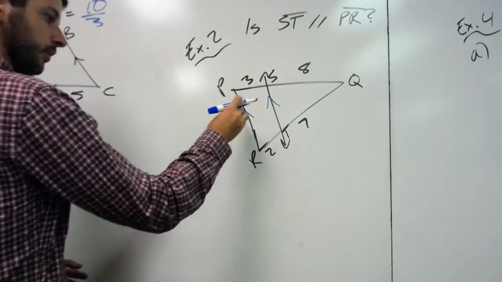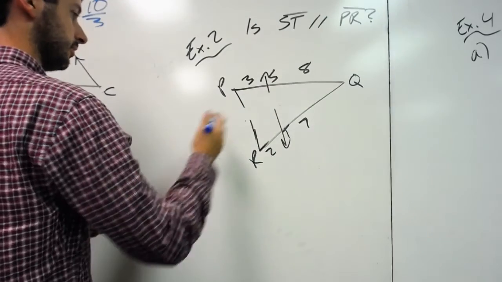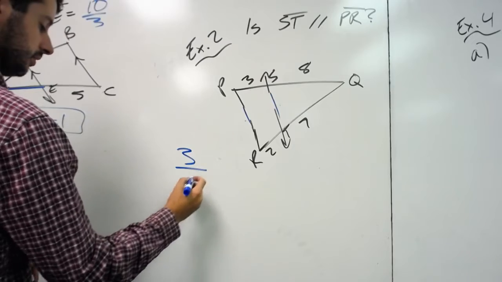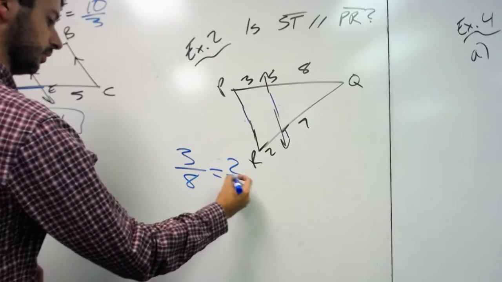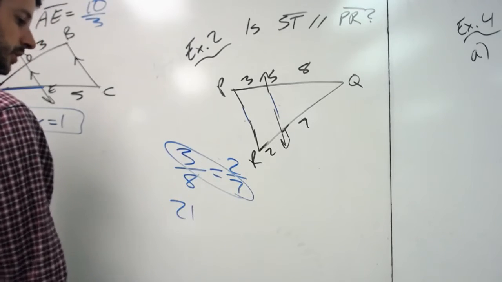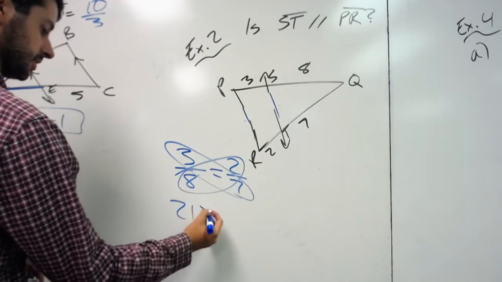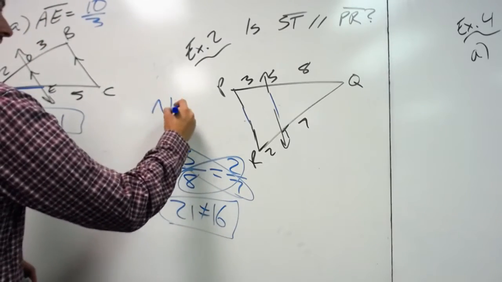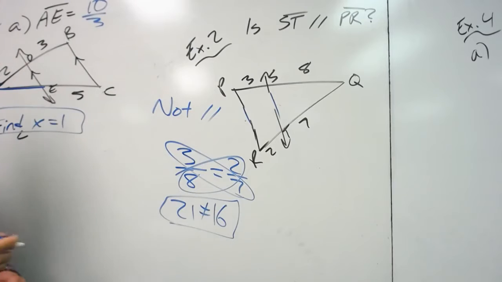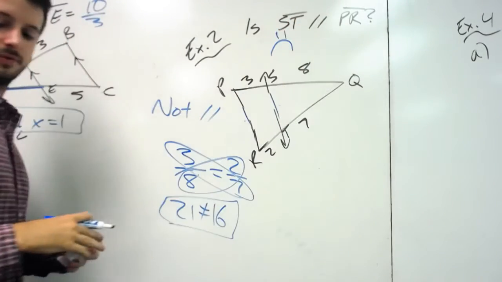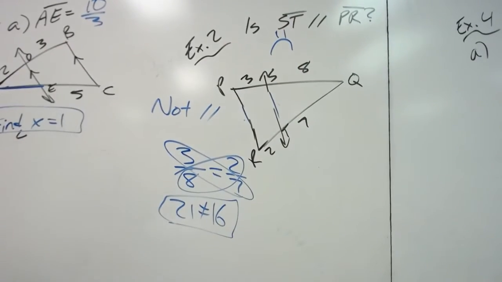But we do not know yet. We have to test the ratio. So I do 3 over 8, short over long in a sense, equals 2 over 7. Now let's see if they're equal. 7 times 3, 21. 8 times 2, 16. Those are not equal. Therefore, they are not parallel lines. And that's all the converse of the triangle proportionality theorem is.